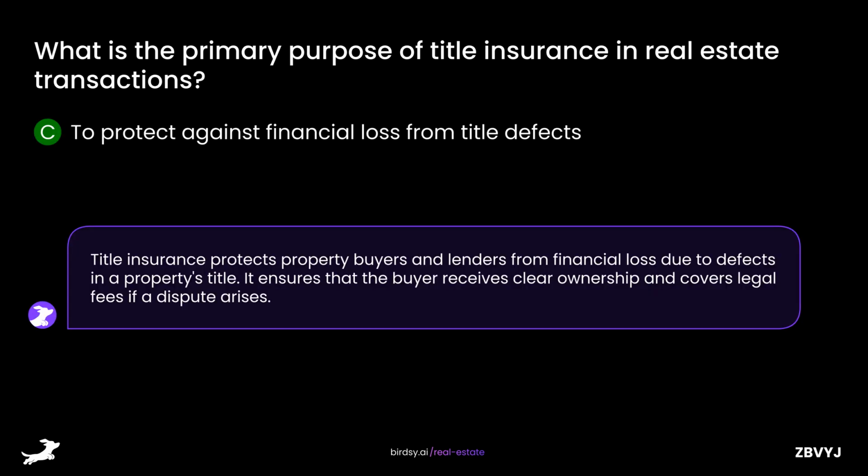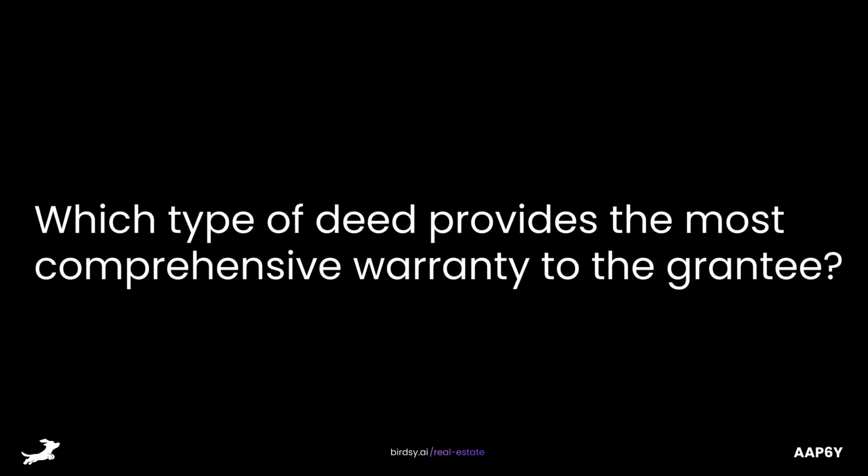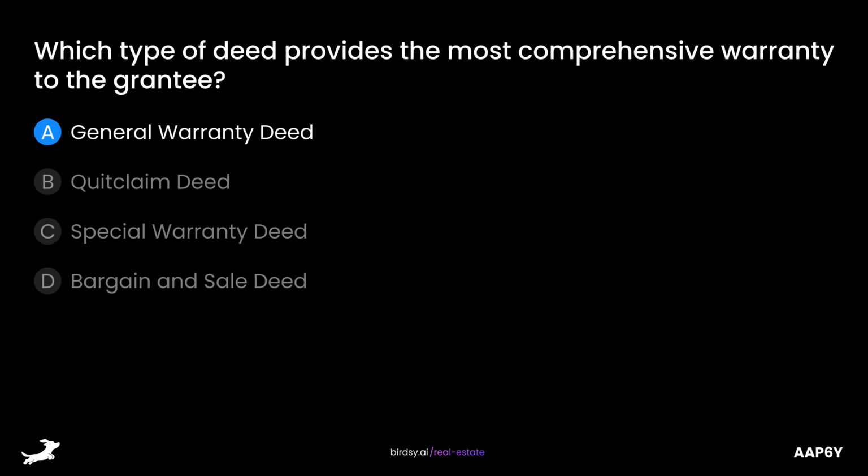Title insurance protects property buyers and lenders from financial loss due to defects in a property's title. It ensures that the buyer receives clear ownership and covers legal fees if a dispute arises. Which type of deed provides the most comprehensive warranty to the grantee? Is it A, general warranty deed, B, quitclaim deed, C, special warranty deed, or D, bargain and sale deed? The answer is A, general warranty deed.